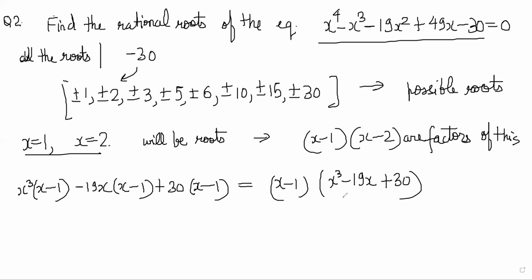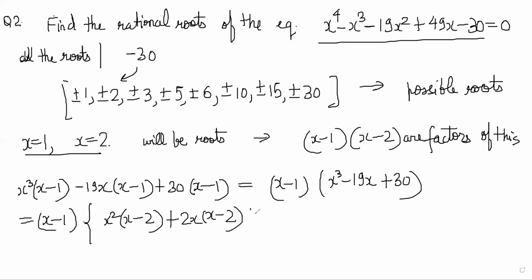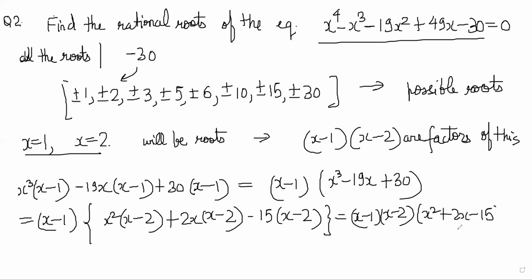And I know that x minus 2 is also a factor. So 2 cube is 8, 8 minus 38 is minus 30, plus 30, right? So I will factorize it once more. So what I will do is x square times x minus 2, minus 2x square, so I have to do plus 2x times x minus 2, so minus 4x, so I have to do plus, but actually minus 15 times x minus 2. So basically I get x minus 1, x minus 2, and x squared plus 2x minus 15, right?